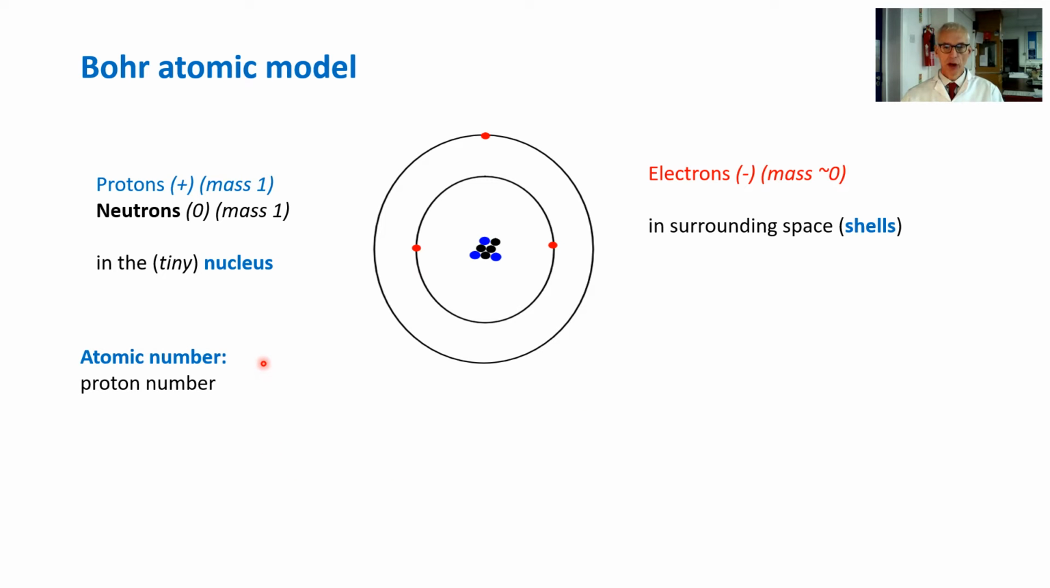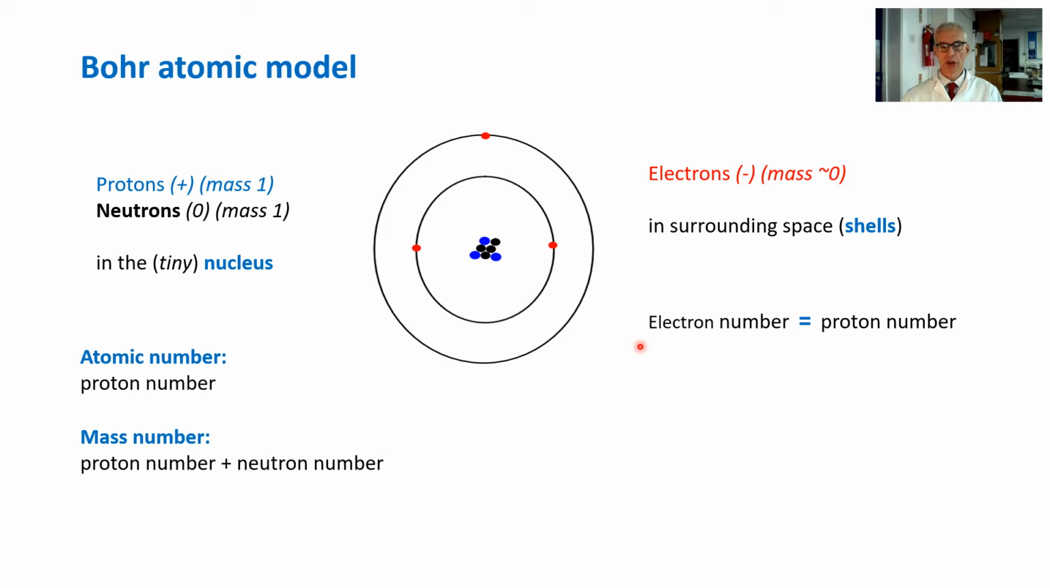Two numbers we need to know about are the atomic number, which is the numbers of protons, and the mass number. So each atom has an atomic number and a mass number. The mass number is the number of protons plus the numbers of neutrons. So in other words, it's the number of particles in the nucleus, so it's the mass of the nucleons. So the mass number is protons plus neutrons.